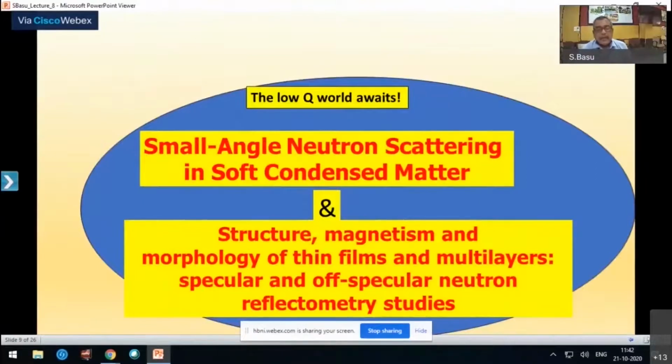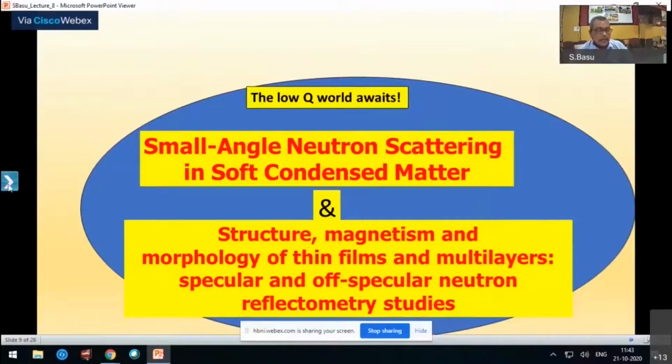Now I am going into a new world altogether. This is the low Q world. So now I will be talking about structures. So far I have been talking about crystallographic structure or short range correlations in liquid and amorphous systems. We have talked about single crystal and powder crystal, and now I'll be discussing the low Q or low angle.